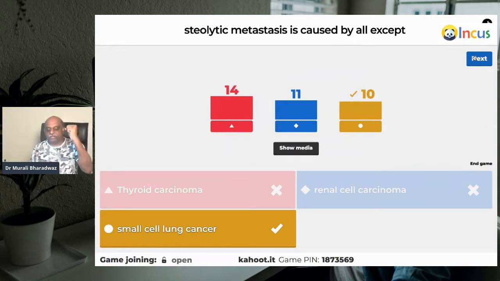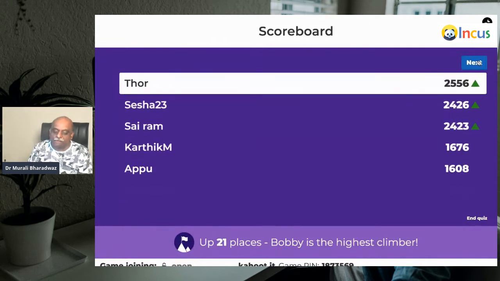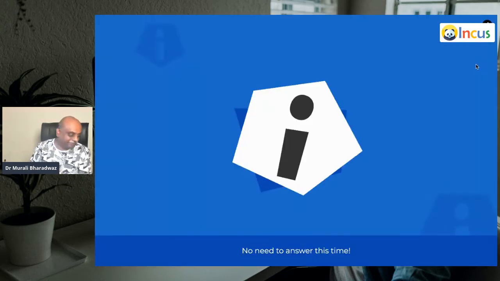Very good. 10 of you are rightly answered. So that brings Thor to the top, followed by Sesha Gopalan. Appu is our new attraction. Bobby is a fast climber.